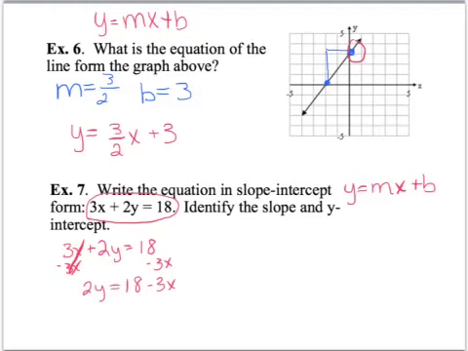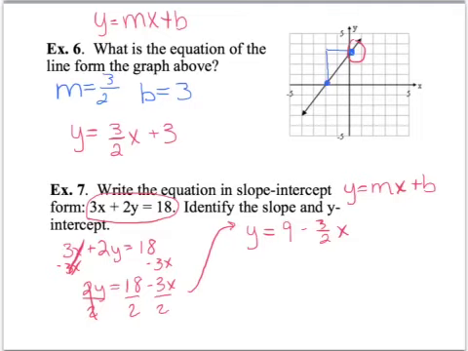One more step. I now need to get rid of my 2. So I have to divide every term by 2. 18 divided by 2 is 9. Now 3 divided by 2 is not going to be even, so we just leave it as 3/2.